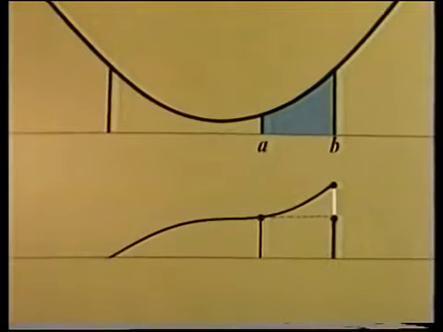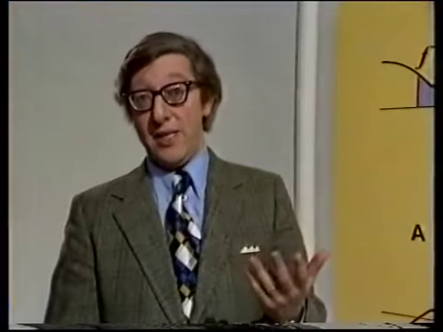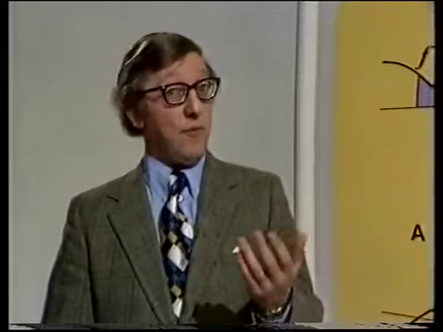So, to calculate the area between A and B, we only need to find the two values of the area so far function and subtract them. So if you give me the area so far function, then I have a very simple method for calculating the area under f between any 2 points. Well, it's certainly a lot easier than adding lots of little rectangles together. But perhaps there's one thing we've overlooked.